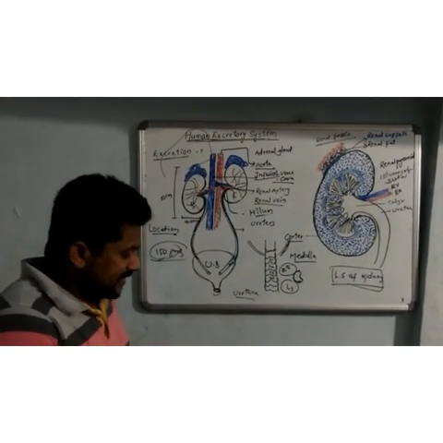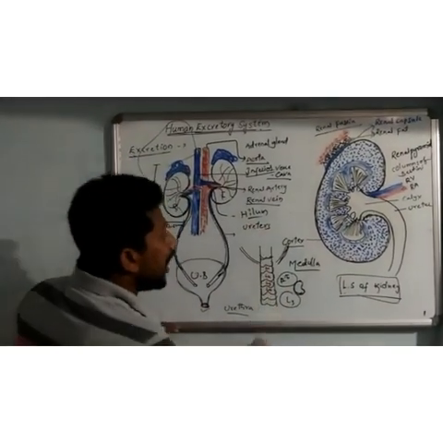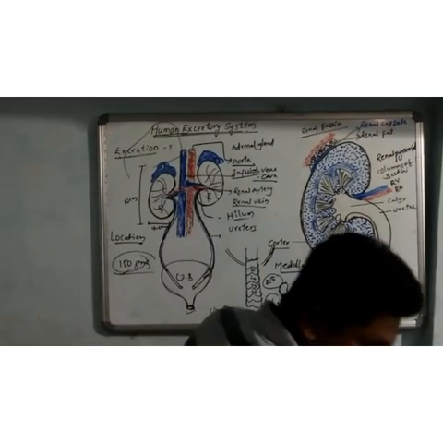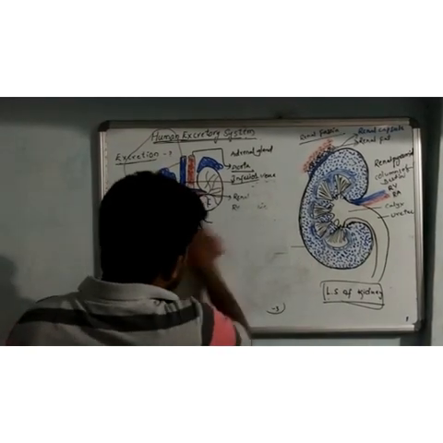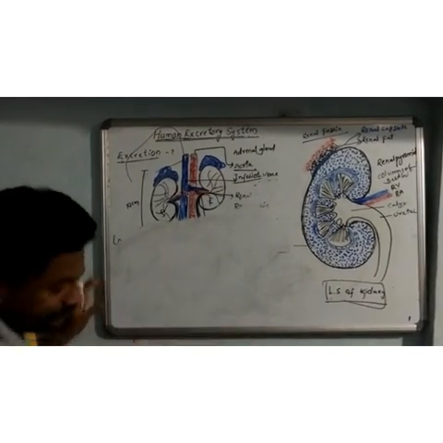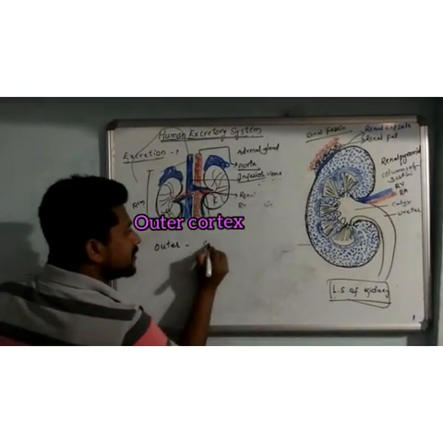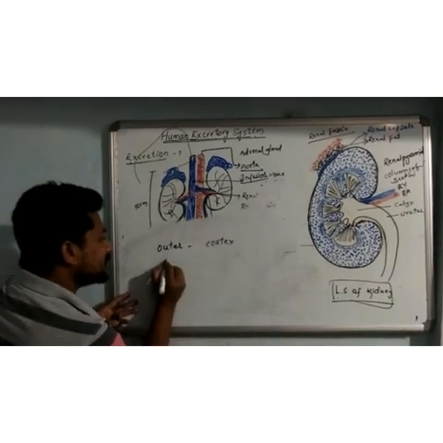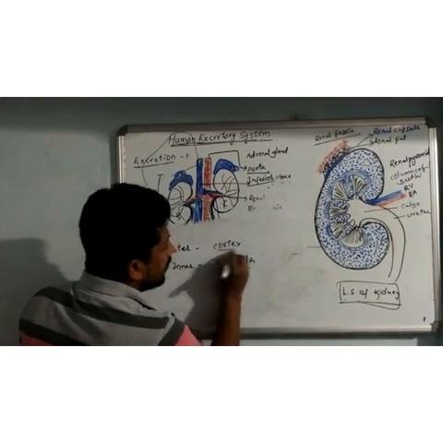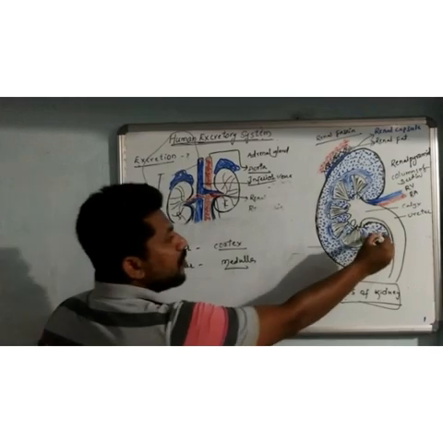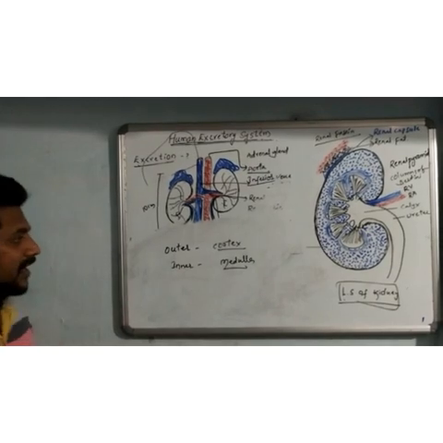And let's see the internal structure of the kidney. Internally, the kidney has two portions. The outer layer is known as the cortex, and the inner striated medulla. So the cortex region and the medulla region. See, the outer, all the dotted portion we have drawn here, all this is the cortex area.